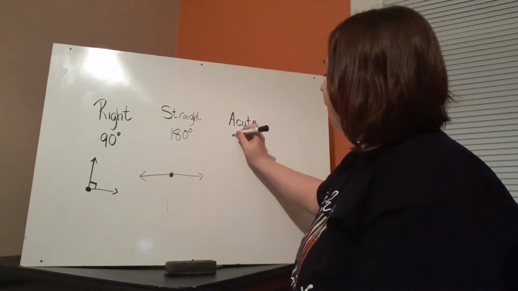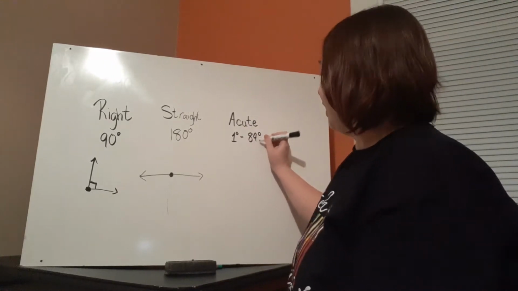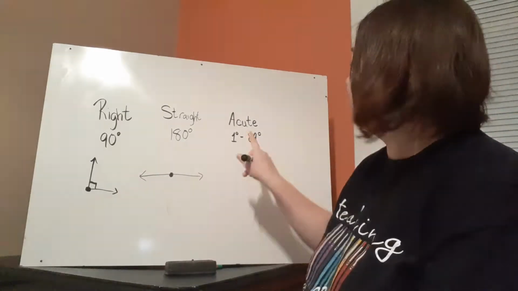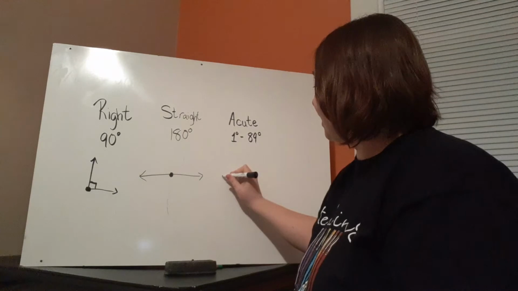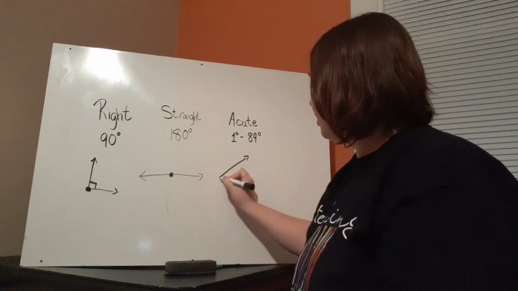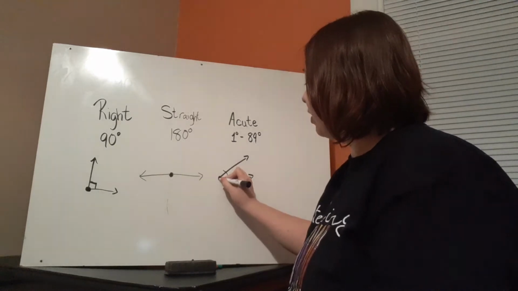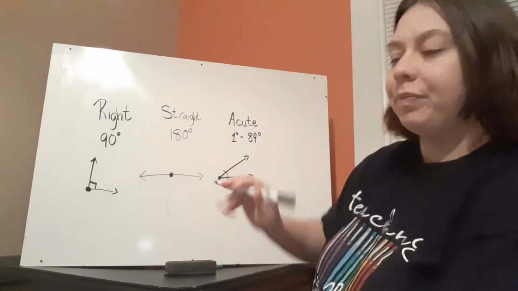Then we had acute angles. These are the ones that I said they're cute because they're little. So they are smaller than our right angle, which means they're somewhere between 1 degree and 89 degrees. So they're pretty tiny. They never get high enough to get to that square corner.